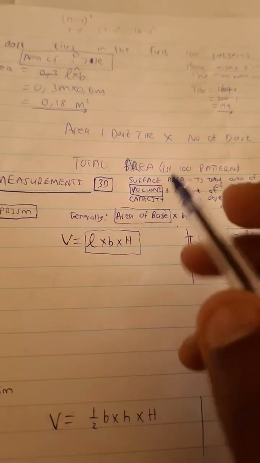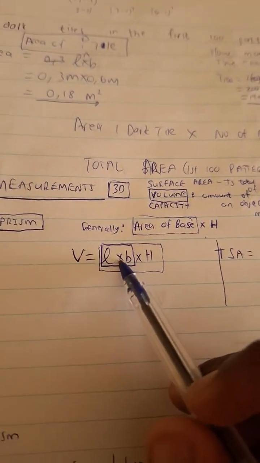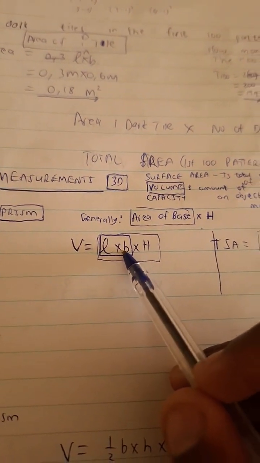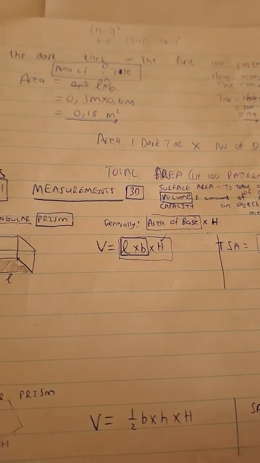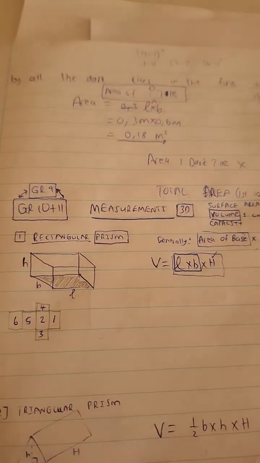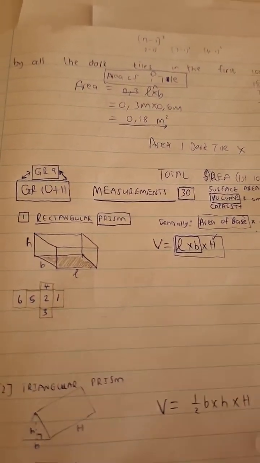But then after we know what the area of the base is, length times breadth, we multiply that by its perpendicular height. The perpendicular height, the tallness of that particular 3D shape.